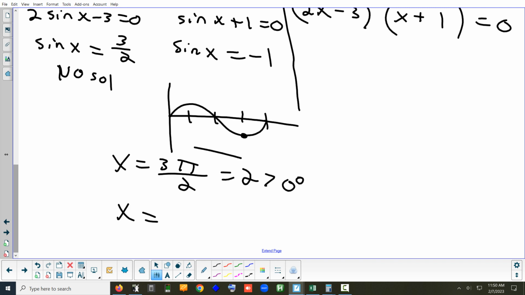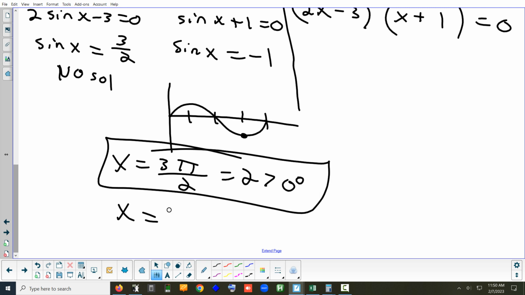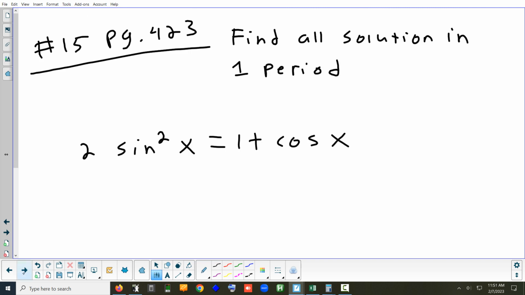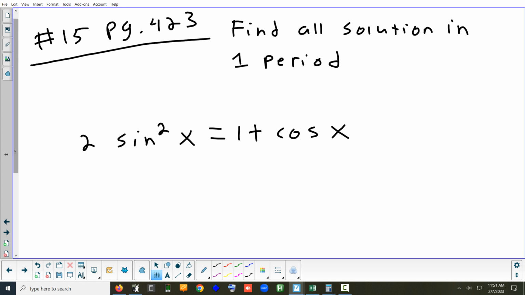Let's do these. So that is the answer to that problem. 3 pi over 2, or 270 degrees. No quadratic formula at all. Any question on that? Let's try one more of those. And this will be our last one.